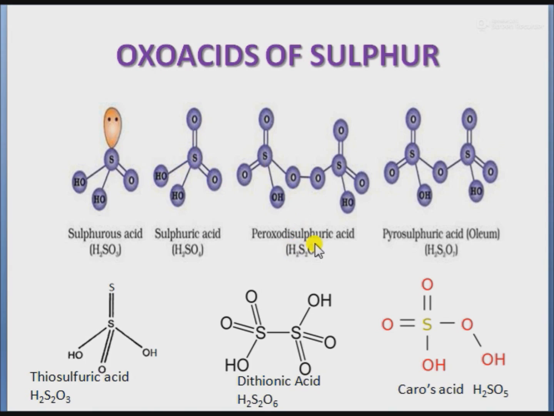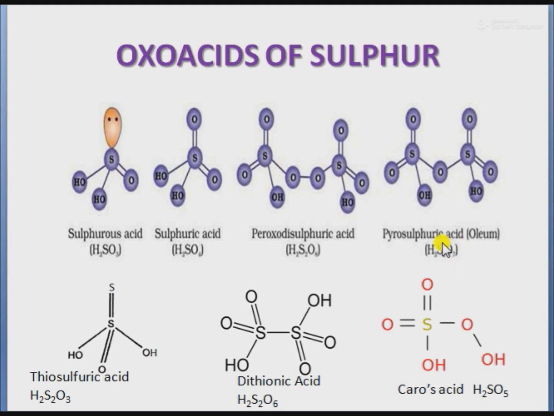Next is peroxodisulfuric acid. Its formula is H2S2O8, in which there is a bridge of oxygen between the two sulfur atoms, and it also has two OH groups. That's why it is dibasic in nature, and sulfur is present in +6 oxidation state.